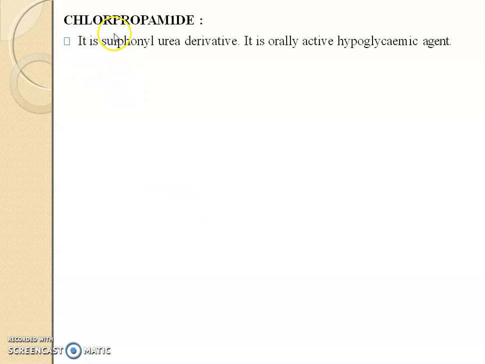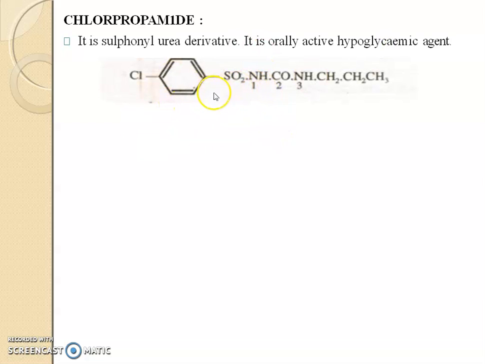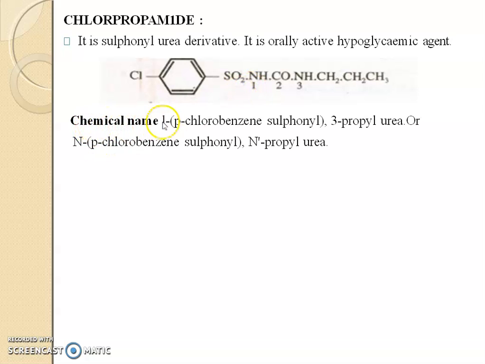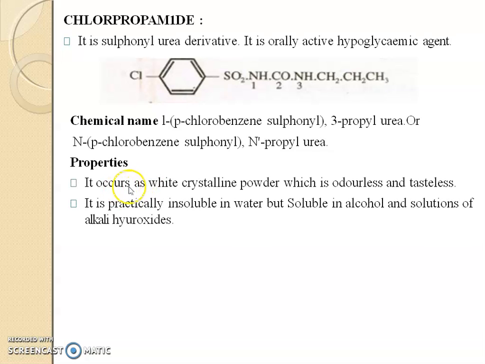Second example is chlorpropamide. It is a sulfonylurea derivative and an orally active hypoglycemic agent. This is the structure of chlorpropamide, which contains a sulfonylurea group, and a propyl group is attached to the 3 position of nitrogen, and para-chlorobenzene is attached to the 1 position of nitrogen. Chemical name: 1-para-chlorobenzene sulfonyl 3-propylurea, or N-para-chlorobenzene sulfonyl N-propylurea.